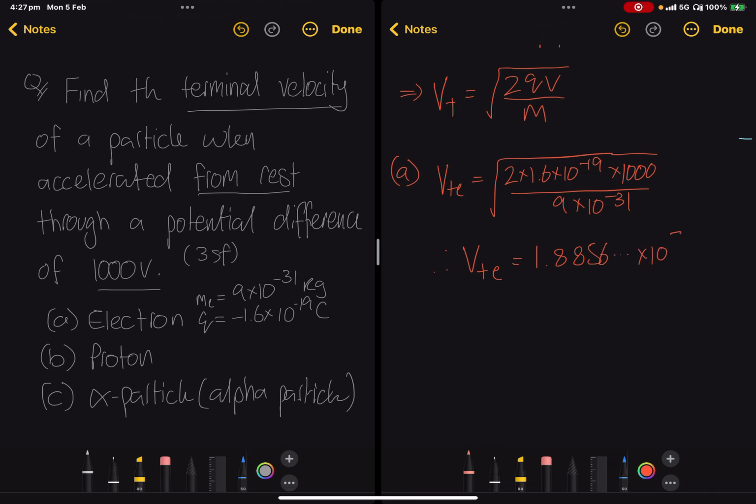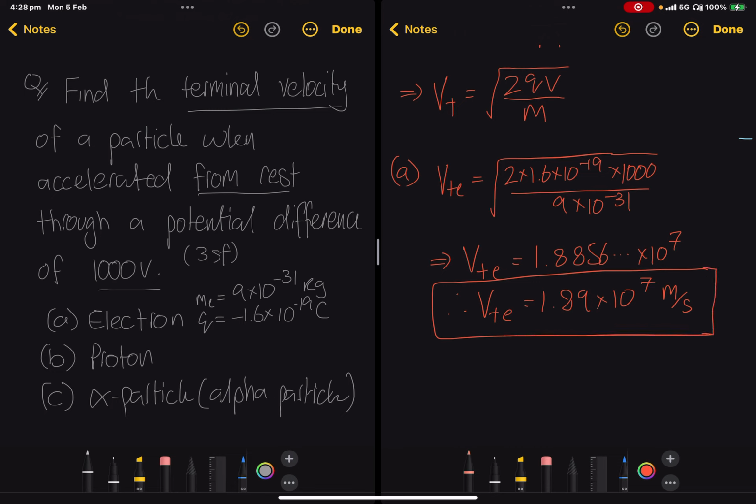1.8856... times 10 to the 7. So therefore the terminal velocity for the electron is 1.89 times 10 to the 7. Now let me just confirm I have this number right. We have 2 times 1.6 times 10 to the minus 19 times 1000. Yep. So 1.89 times 10 to the 7, and this is in meters per second. So this is the terminal velocity.